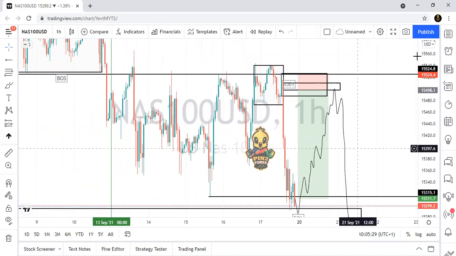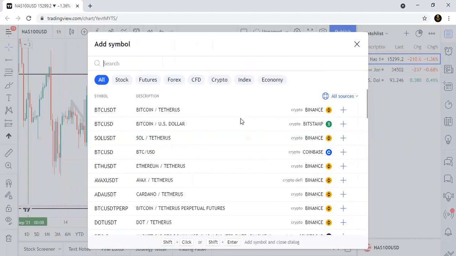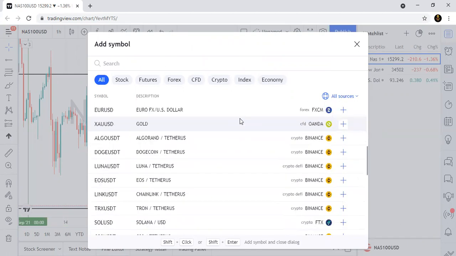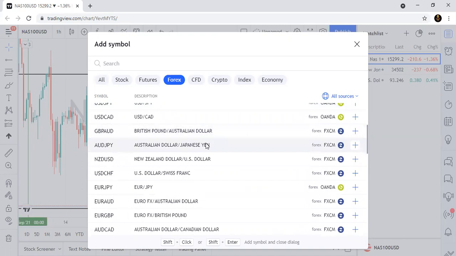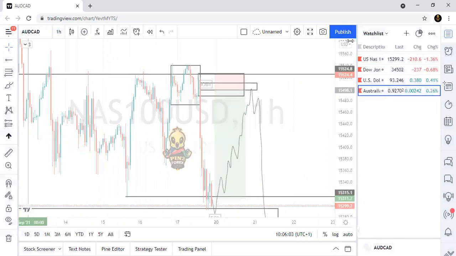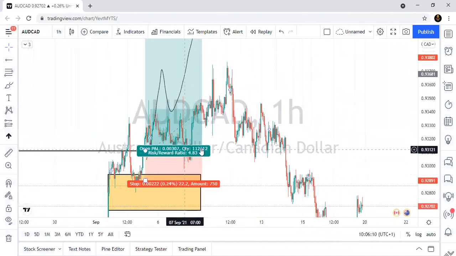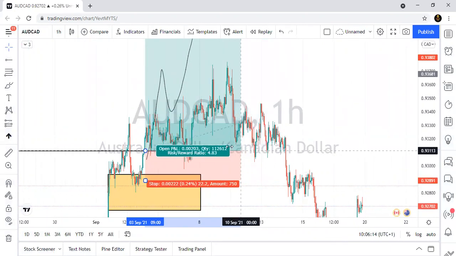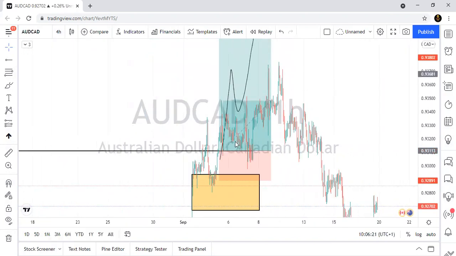Okay, let me just do a quick analysis on any of these currencies. Let me select any currency just to break it down. Which currency can I take? Australia, AJ, New Zealand, Australian. Let me take Australian Canadian. Let me see. I did this on the side, it went up. Okay, all right. This analysis, I did it a long time ago, so let's see.